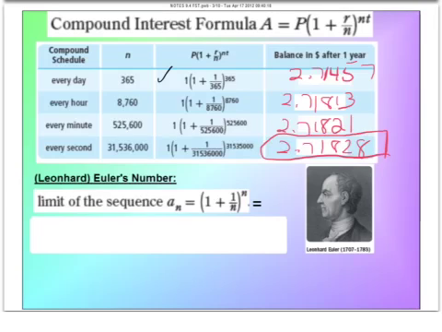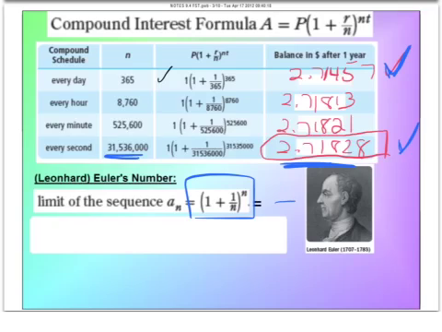That really is not a big change from what we had here. Back on this one, when we did it every day versus every second, the change is very, very small. And it is this sequence right here that we've looked at, this formula, if you put even a bigger number than 31 million in there, it's going to approach the number 2.71828 and so forth. And there's actually a number for that. The number is called the letter E. It's very similar to pi. How pi is approximately 3.14159 and so forth.